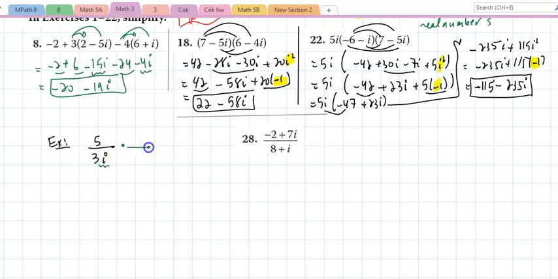So to eliminate it, you multiply by the same i. The top will be 5i, the denominator will be 3i squared. And we know what i squared is. That's a negative 1. So that becomes a negative 5/3 i.